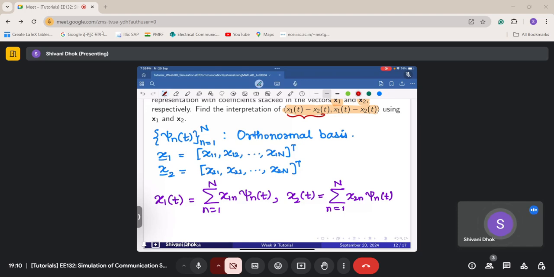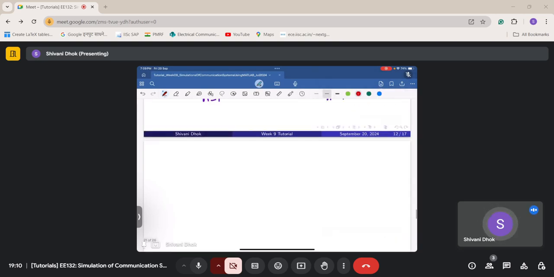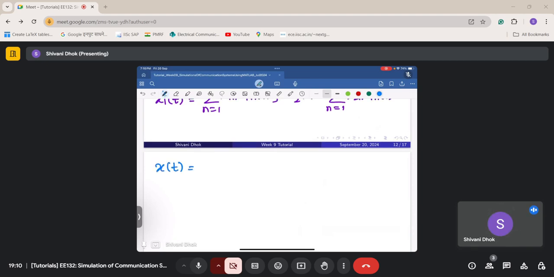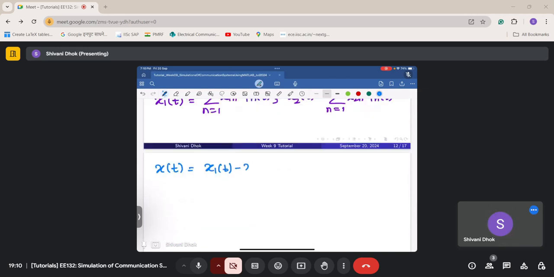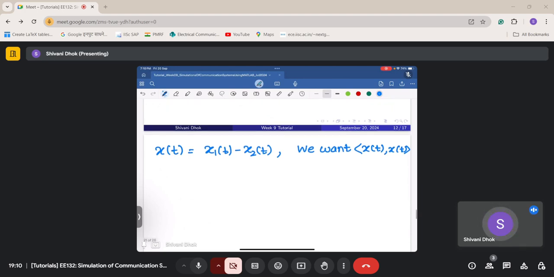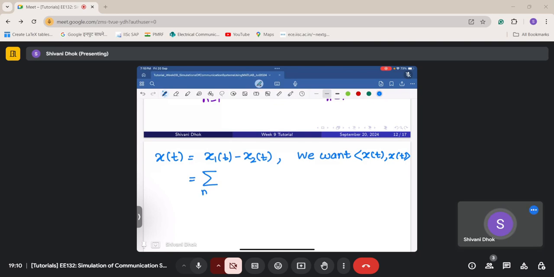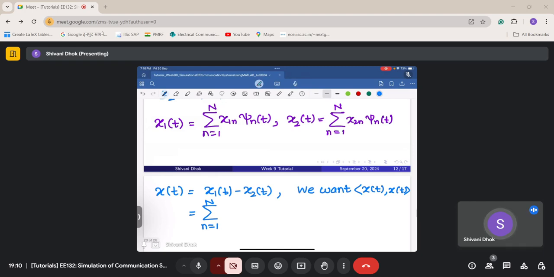So for that, let's say this is x3(t) or some x(t). Okay. So we have x(t) as x1(t) minus x2(t), and we want the inner product of x(t) with itself. Okay, so let's first try to understand what this x(t) is. From this representation that we have here, we can write it as summation n equal to 1 to N x1n psi n of t minus summation n equal to 1 to N x2n psi n of t.